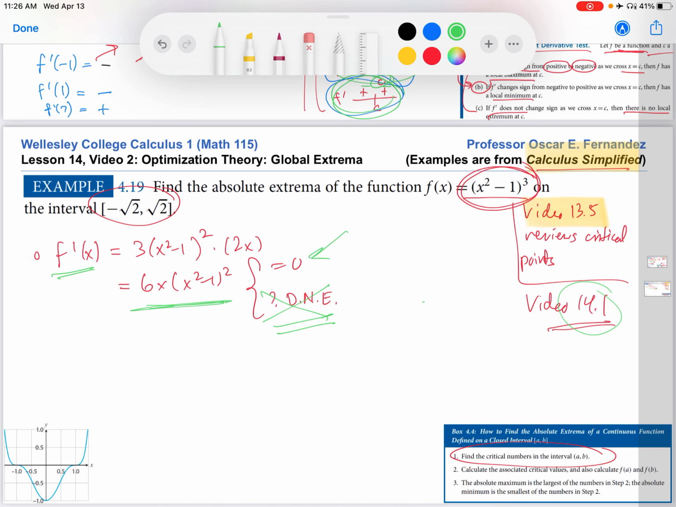So let's do this now. Let's set it equal to 0 to find our critical numbers. Setting this equal to 0, what do I get?